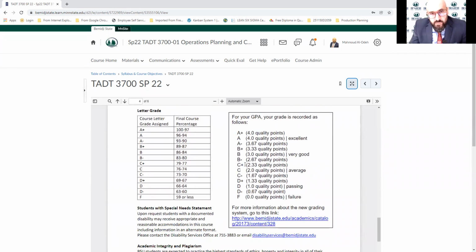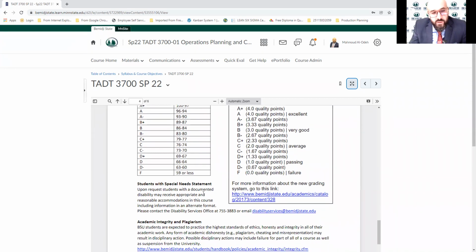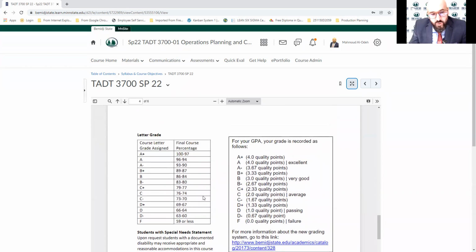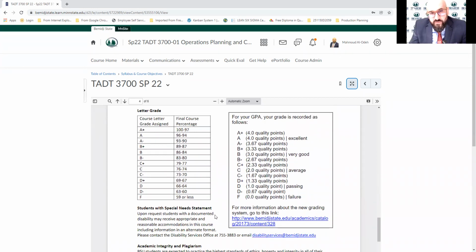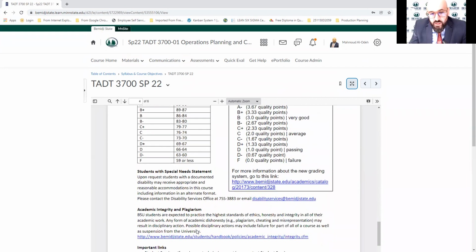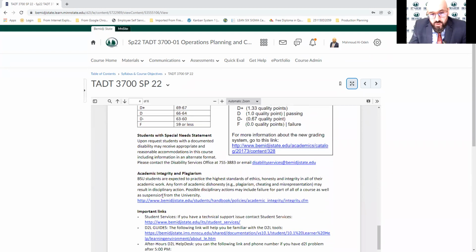Letter grade: I'm using the plus and minus system, and if you're not familiar with this system, there's a link I provided there, so you could just click on that link and it will take you to more information about the plus and minus system. If you need this course in a different format for people with special needs, please contact the accessibility service, and they would be happy to provide you with an alternative format of this course.